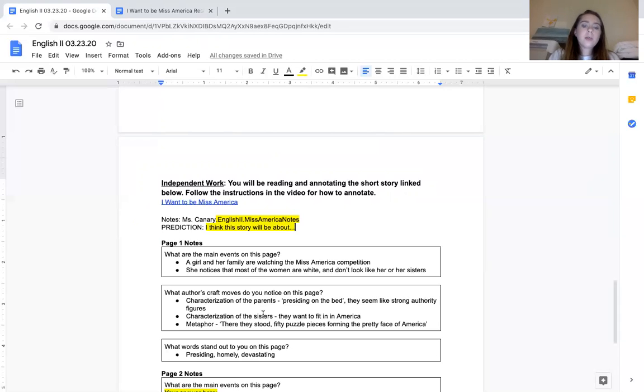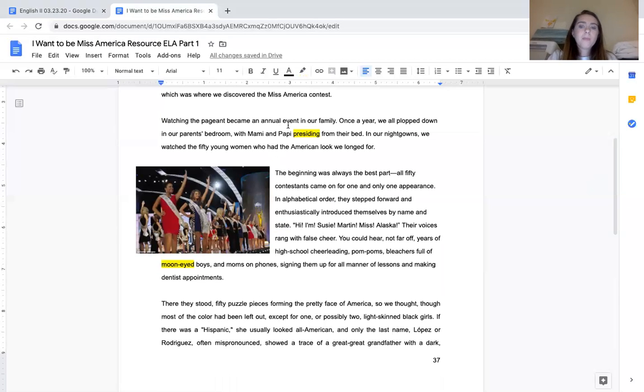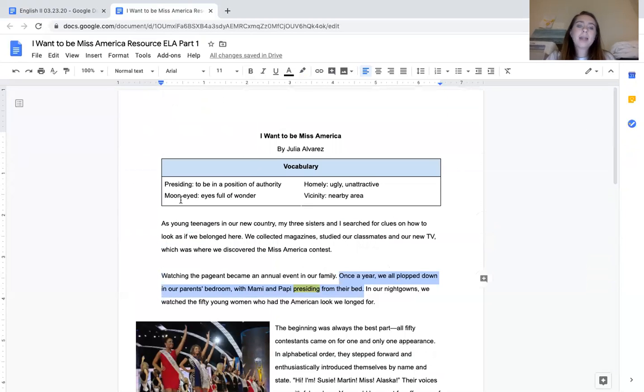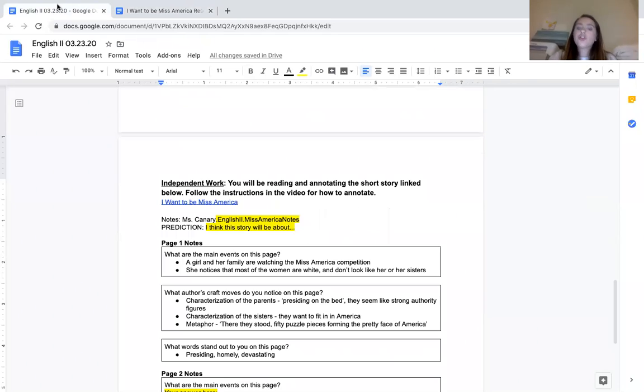One line that stood out to me was when she was describing the parents. I'll show you the line in the text. "Once a year, we all pop down in our parents' bedroom with mommy and poppy presiding from their bed." So I noticed she uses this word presiding to describe mommy and poppy, which is defined as being in a position of authority. So that shows me that her mom and dad have positions of authority. They're very much in charge in the family. So they seem like strong authority figures. That was the note I took.